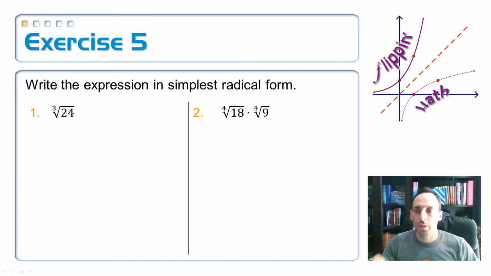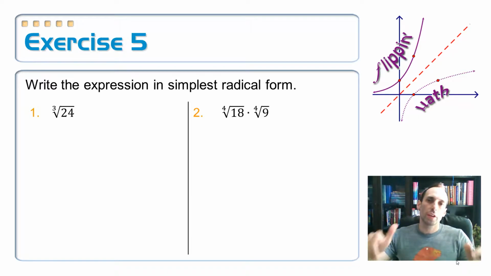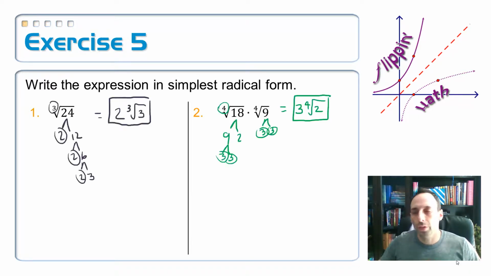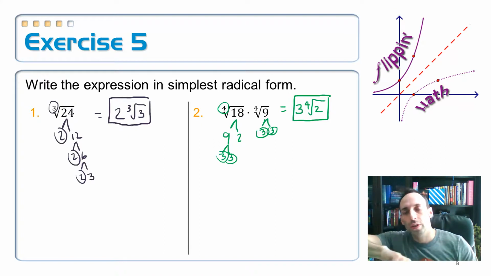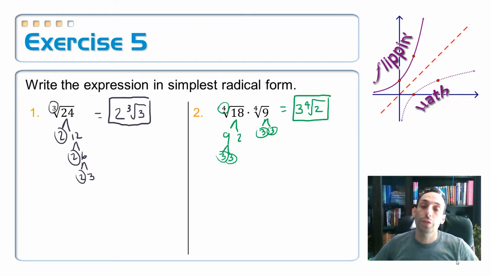So why don't you try this on exercise 5. Simplify both of those nth roots and then come back and see me. Alright, so let's conclude this video by checking your work. Okay, on the first one we're looking for the simplified form of cube root of 24, so make yourself a factor tree. There are 3 factors of that 2, so that 2 gets to come outside of the box, and then the 3 has to stay inside, so 2 cube root of 3.